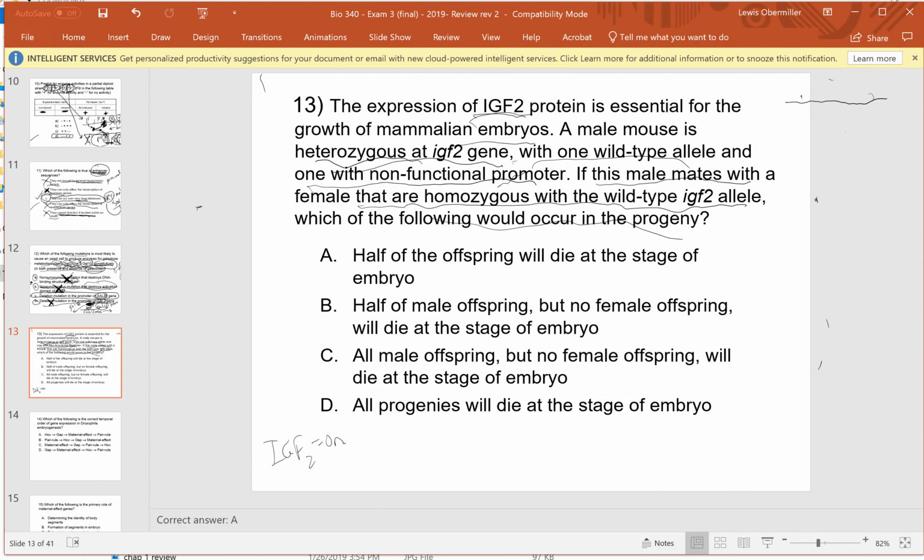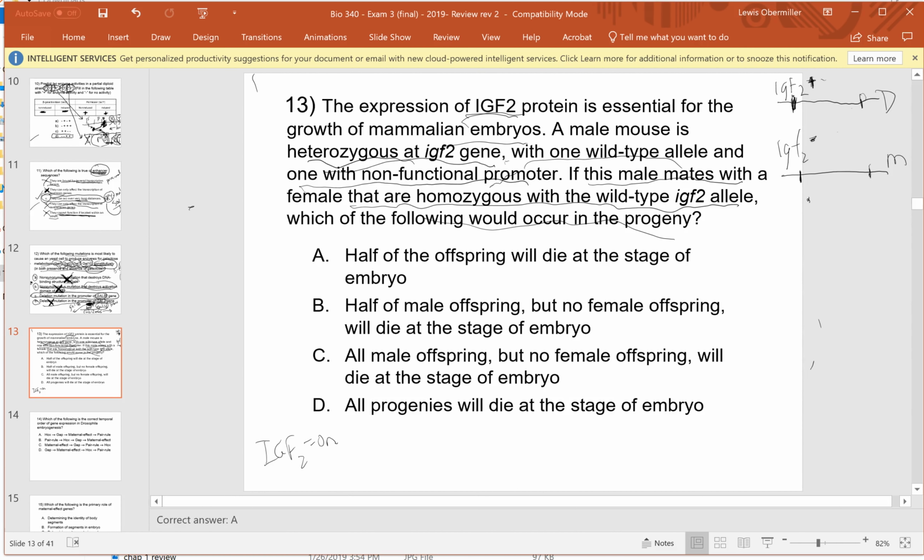So we have the dad. And that dad has IGF2 that works and IGF2 that doesn't work. And one of these is going to be silenced. So we know that this has to be mom's that's silenced, because dad's is always active and mom's is always turned off in the imprinting. So we know that this has to be the chromosome that he got from his father, otherwise he would be dead.